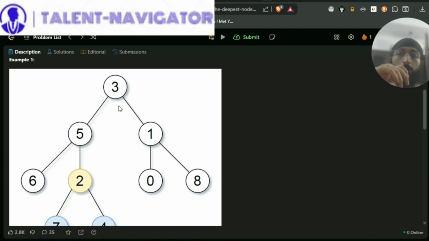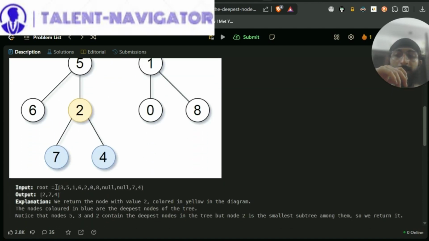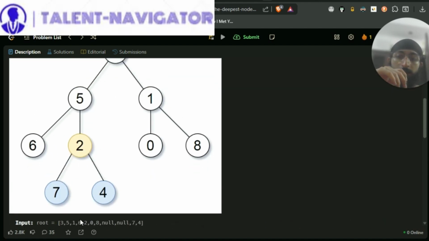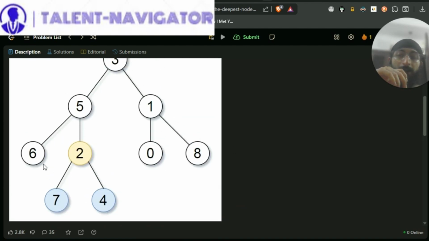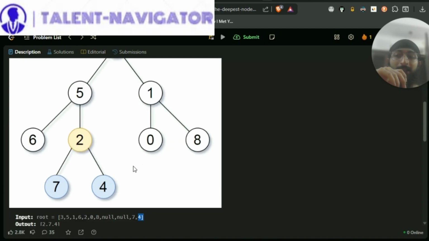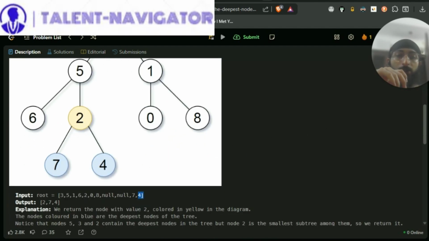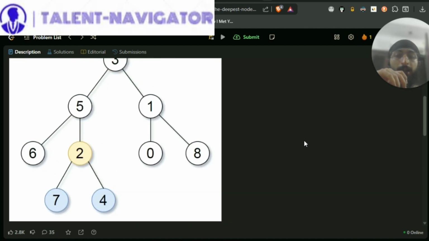So for example, for our first example, we have basically 3, 5, 1, then 6, 2, 0, 8. Then null means that 6 has no left and right child, and 7 and 4. So in this example, we return the node with value 2 and its subtree because the nodes colored in blue are the deepest nodes of the tree. That is, they are at the maximum distance from node 3.